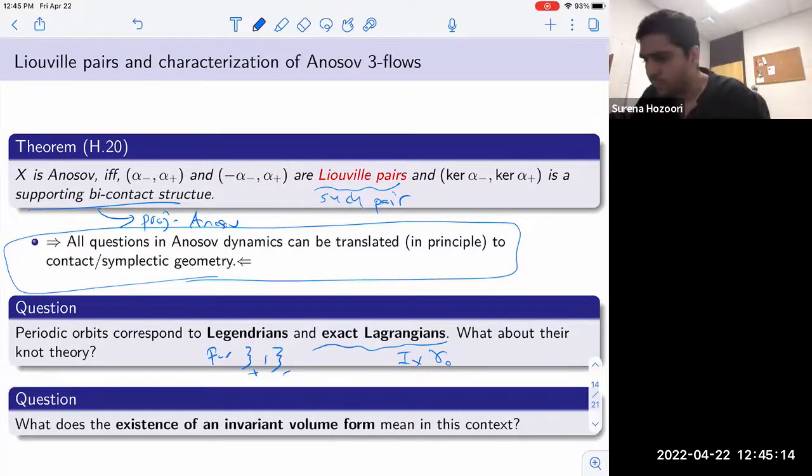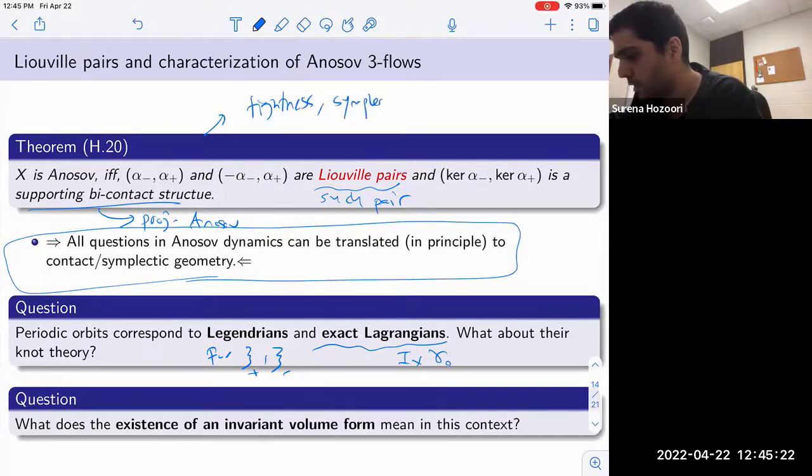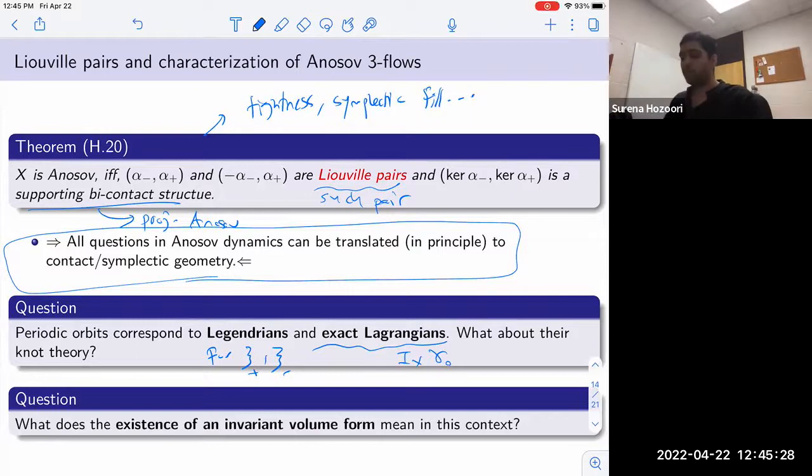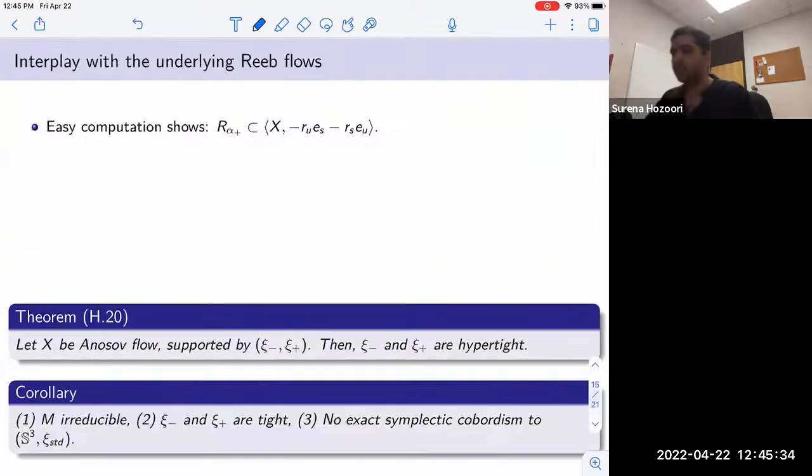Before answering that, let me mention that this also gives you all the nice properties for these contact structures, like tightness, symplectic fillability, and so on. Okay, just as a side note, that's nice, but I'm not really going to use that today. So what does the existence of an invariant volume form mean in this context?